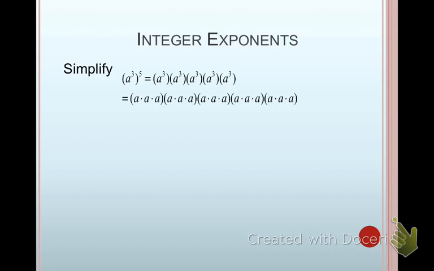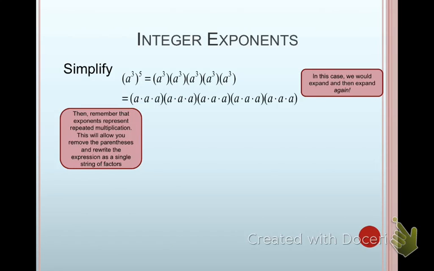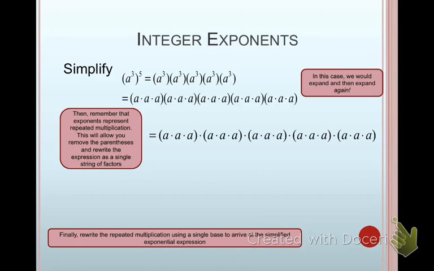Now, here's the next scenario you're going to run into when you have a power to a power. So this situation is a cubed to the 5th. So that means we're going to have a cubed times a cubed times a cubed times a cubed times a cubed. Now, if we were to continue to expand this, we would have a times a times a for each a cubed. Now, we learned before that we could then remove the parentheses and write this as a single string of a's being multiplied. If we were to do that, we would actually end up with 15 a's.